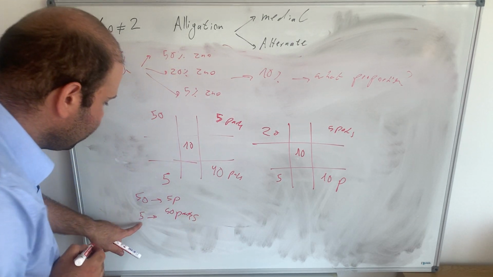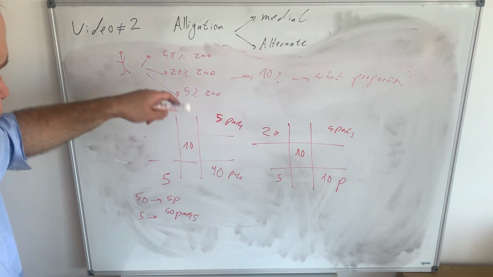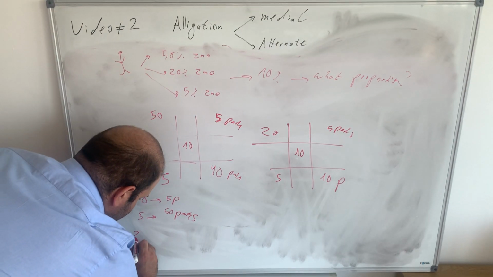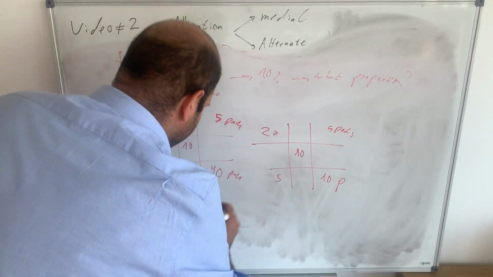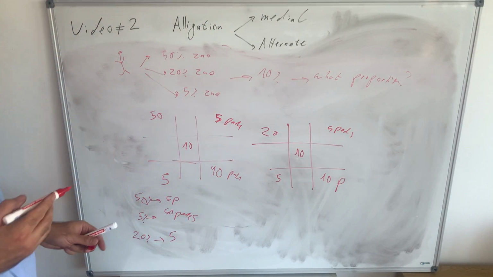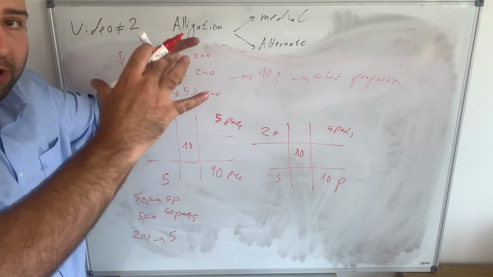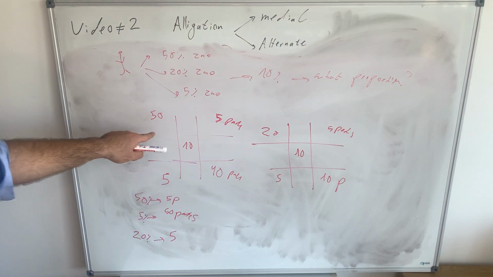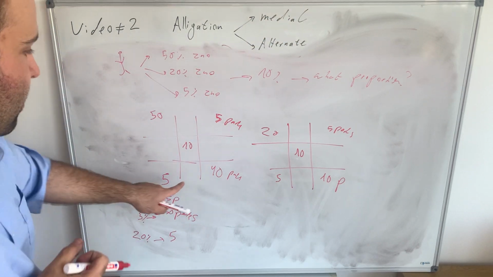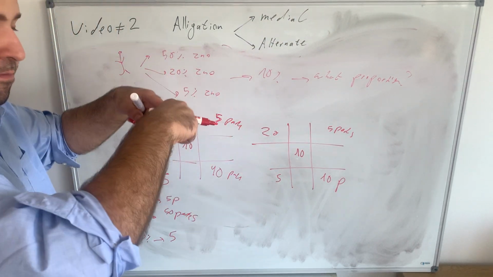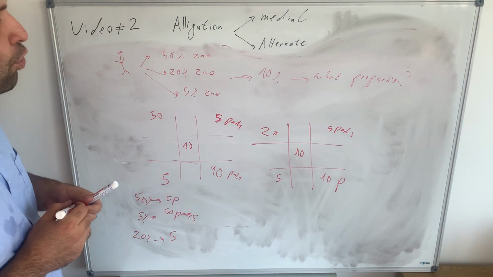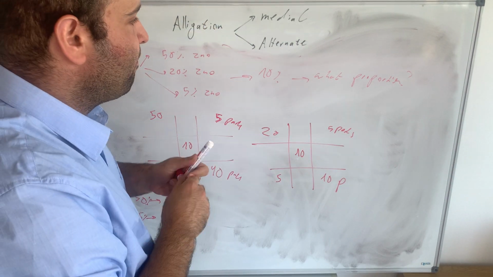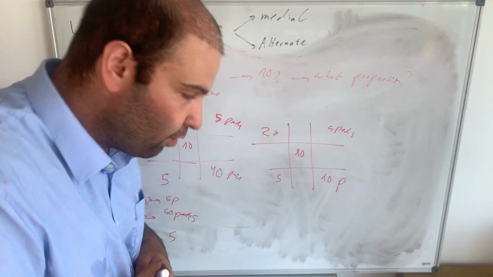I'm sorry for the handwriting. And 20%, how many parts do you need? 5 parts. So altogether you need 5 parts of 50%, mixed with 50 parts of 5% and 5 parts of 20%, to get the question mark parts of 10%. Okay?